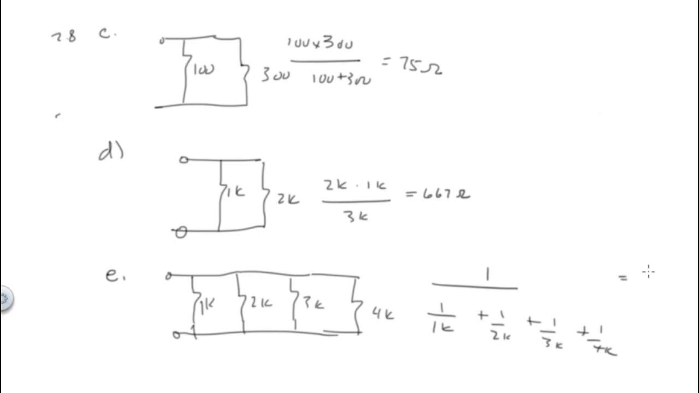You can see that it's going to be something less, but just practice this. 1 over 1K plus 1 over 2K plus 1 over 3K plus 1 over 4K. So it's 1 divided by 1K plus 1 divided by 2K plus 1 divided by 3,000 plus 1 divided by 4,000. And then the last thing you do is do the reciprocal of the 1 over X rule, and you find that you get 480. So that gives you some practice with using the reciprocal rule. So product over sum, reciprocal.